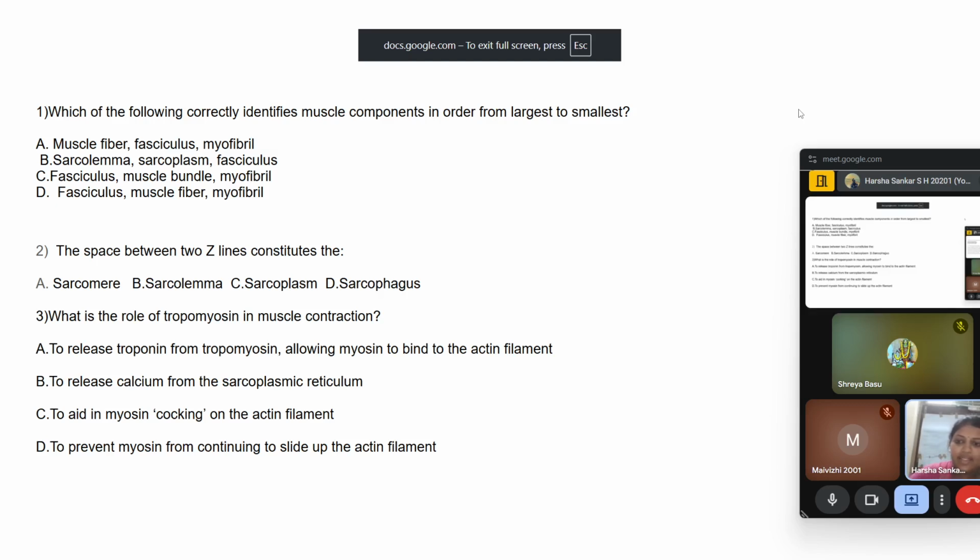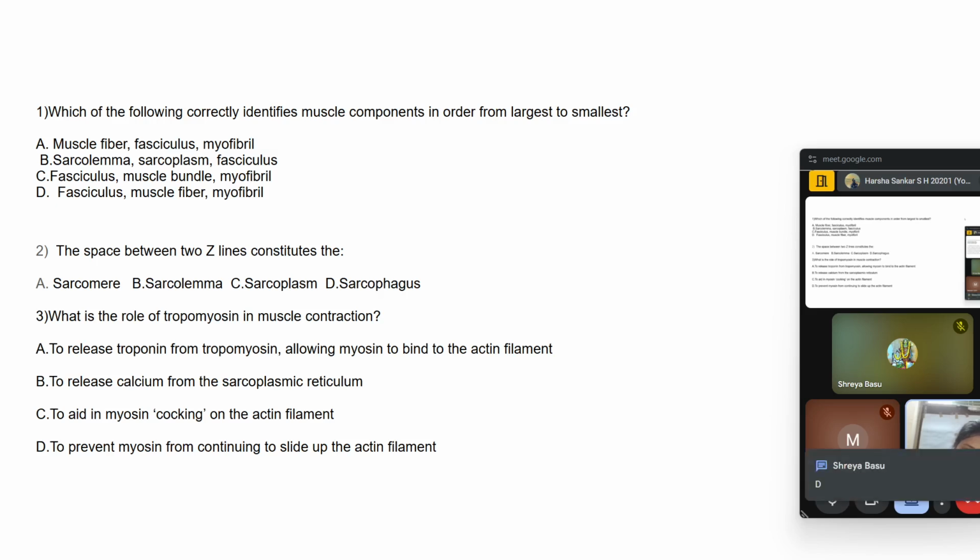Which of the following correctly identifies muscle components in order from largest to smallest? So the question is in descending order. What is the largest unit and the smaller units? There are three components only: muscle fiber, fasciculus, and myofibril. What is the smallest and what is the biggest unit in that? Choose the correct option. Any idea? Yeah, correct answer is option D.